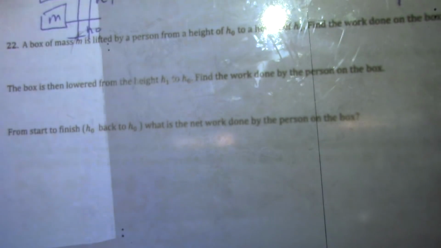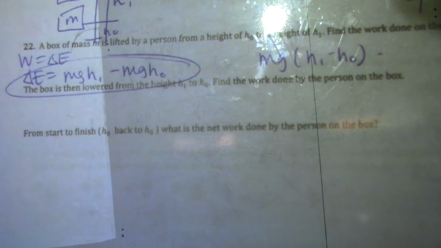A box of mass M is lifted from a height h naught to h1. Find the work done. Work is just change in energy. The final energy would be mgh1 minus the initial, which is mgh naught. You can also think about it as mg times (h1 minus h naught). It's mg times the change in height that is the work done.